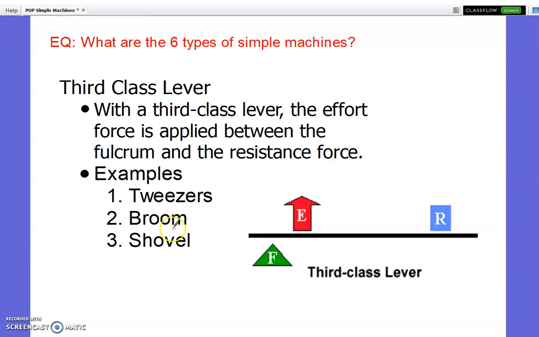Anything you swing, like a broom, a shovel, a baseball bat, is also considered a third class lever. Because I have it pivoted on one end, I apply a force in the middle, and it's going to move the dirt, like for a broom, on the other end.